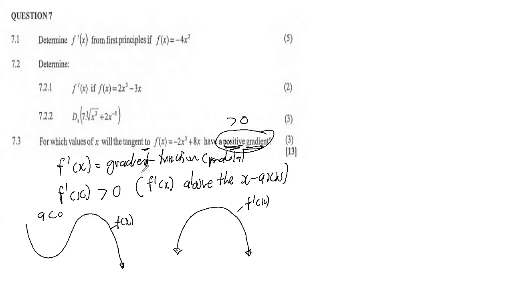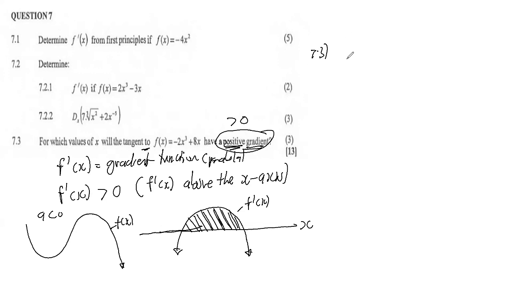But then we said the gradient must be positive. So if we go ahead and just draw a horizontal line here to represent our x-axis, that means we are looking for the points in here. We are looking for the points where our f prime x will be above the x-axis. So our f prime x above the x-axis, that's what it means to have a positive gradient. All these gradients below the x-axis are negative, and all these gradients here above the x-axis are positive. Right. So now I've only made you understand the question. Let's get to solving the question.